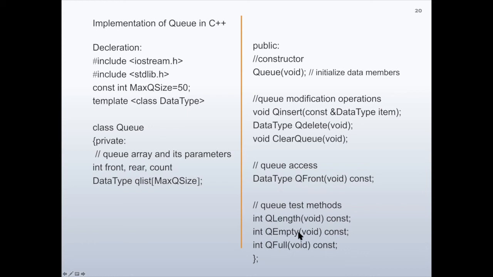The queue empty method checks if the queue is empty, and if it is empty, it returns 1. This is done by comparing the value of count with 0. If count is 0, it means that the queue is empty. The other one is queue full, and there is no input again. It will return true if the queue is full. This is done by comparing the value of count with the max queue size. If they are the same, it means that the queue is full and it will return true, otherwise it will return 0.